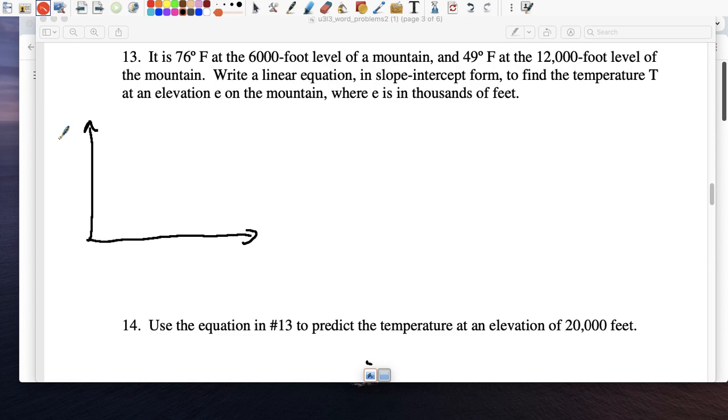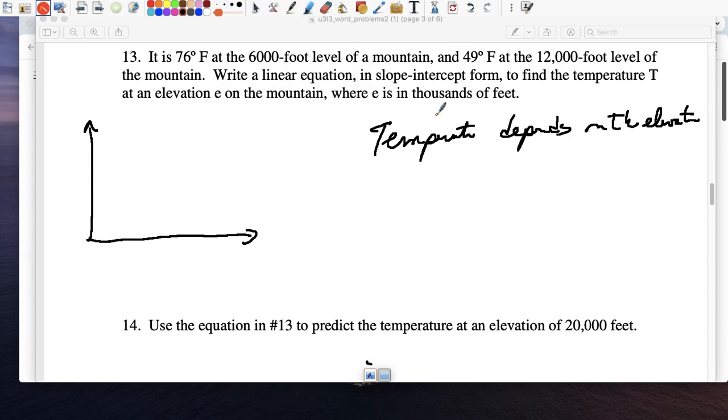It is 76 degrees at 6,000 foot level of a mountain and 49 degrees at 12,000 foot level of a mountain. Write a linear equation to find the temperature at any elevation of the mountain. Okay, so it seems like the higher you go, the colder it is. So does the temperature depend on the elevation, or does the elevation depend on the temperature? The temperature obviously depends on the elevation. Right, and the higher you go, the colder it gets.